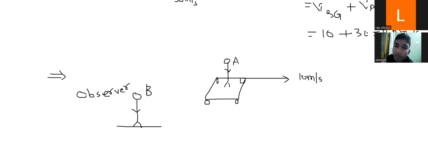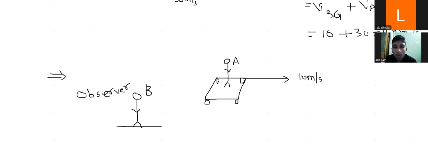Parallel 10, root 10, B 0. So what is the relative velocity? Root 10, no? I don't ask the magnitude of velocity, I'm just asking you: what is the relative velocity of A with respect to B? 10 meters per second.